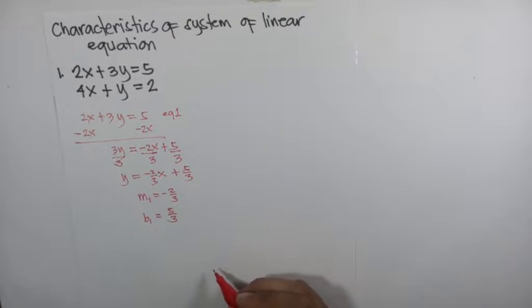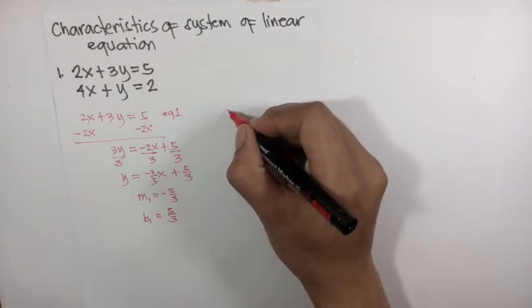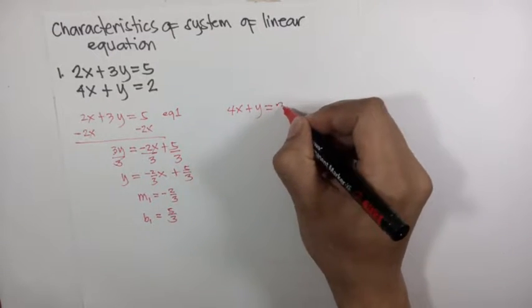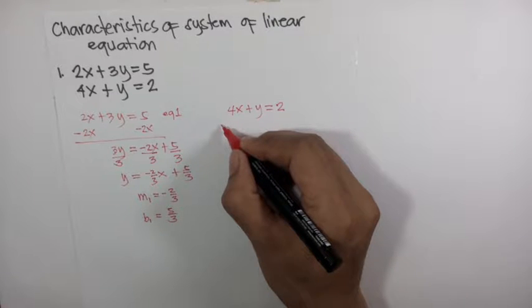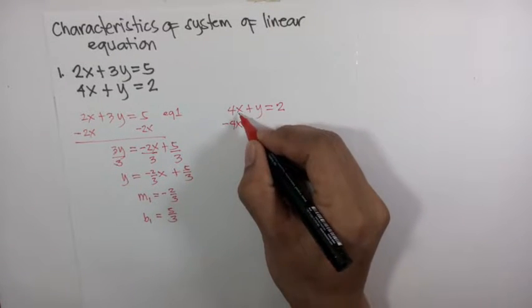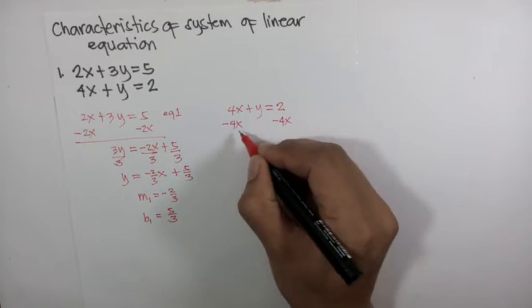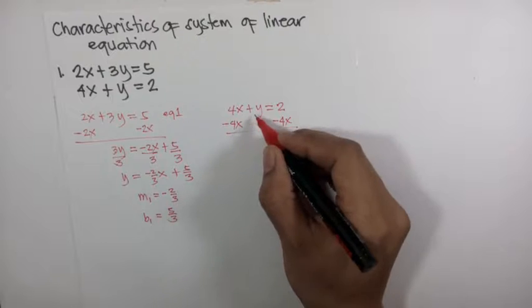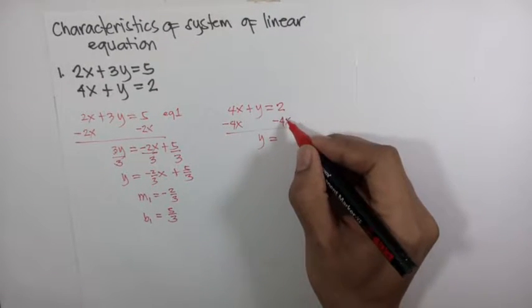Now this time we will work with equation number 2. Equation number 2 is 4x plus y equals 2. Again, we will add negative 4x so that this will be 0, and do the same on the other side of the equation. 4x plus negative 4x will be 0, so you have only y equals. You cannot add these two since they are not like terms.